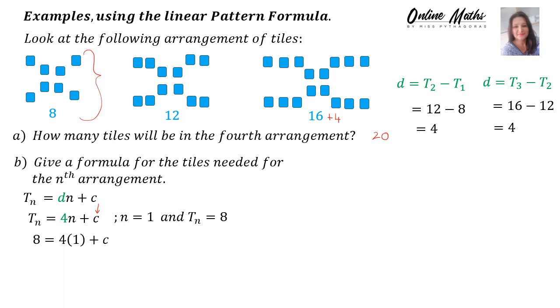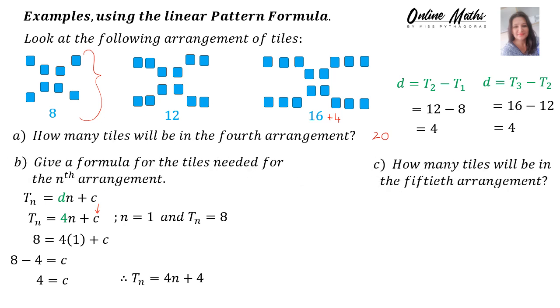Then in Tn's place we substitute 8, and in n's place we substitute 1. And then 8 is equal to 4 plus C, and we solve C by saying 8 minus 4 is C, and 4 is C's value. Therefore, the general formula for this sequence will be Tn is equal to 4n plus 4.